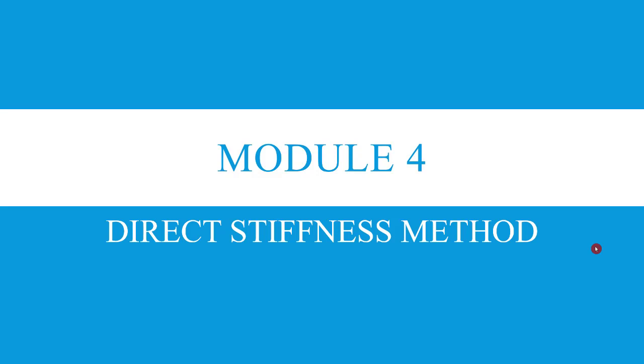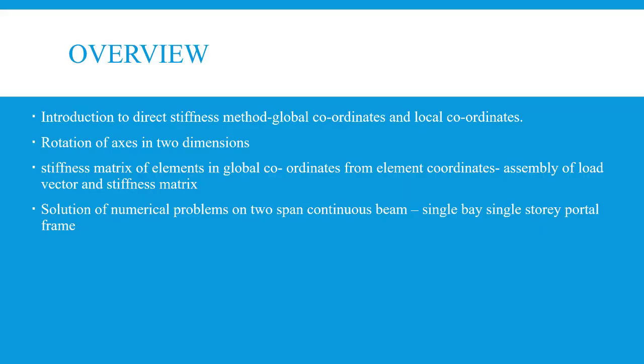So in the direct stiffness method, we are formulating one correlation between the element as well as the global coordinate, or the structure, and that will be used for writing the direct stiffness for solving the problems. So the introduction to direct stiffness method: we have two coordinates. First is a global coordinate and a local coordinate. We will be learning the same in the coming slides.